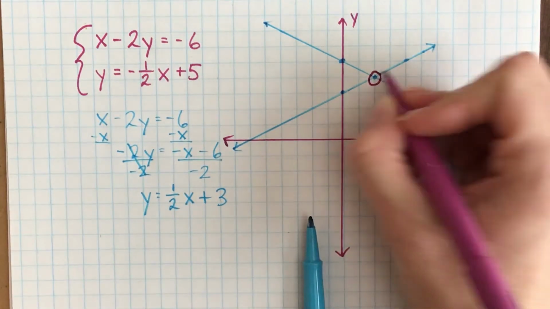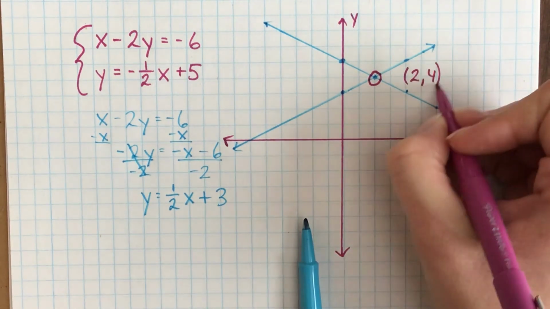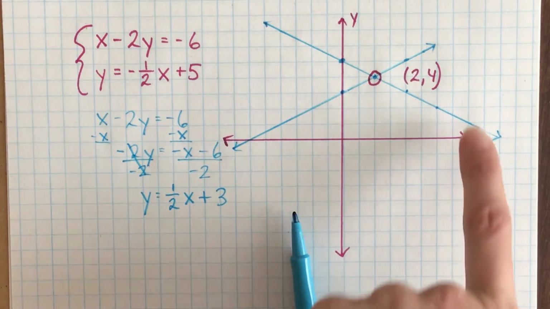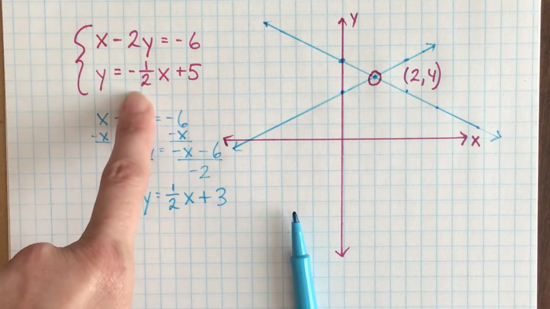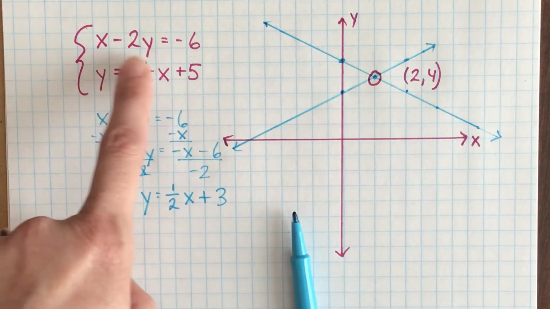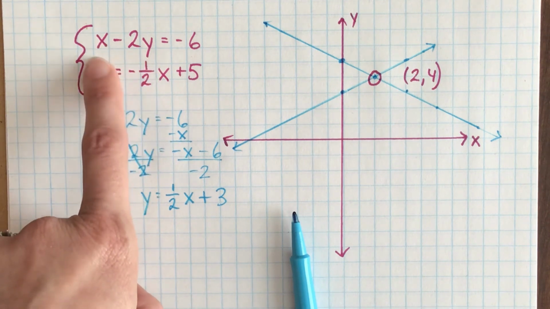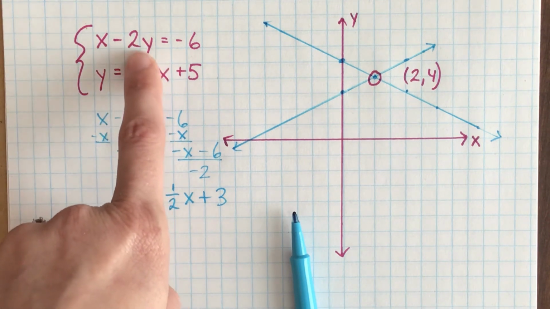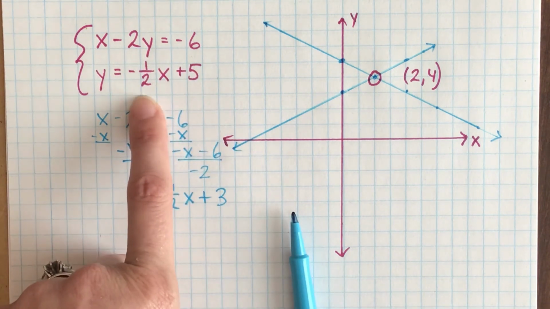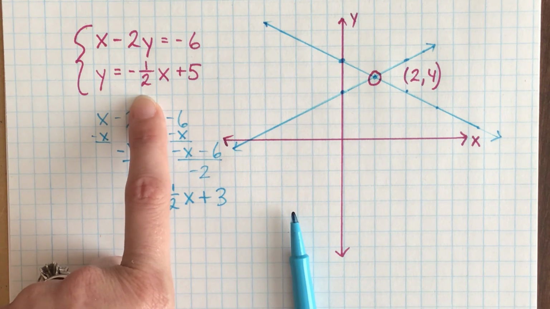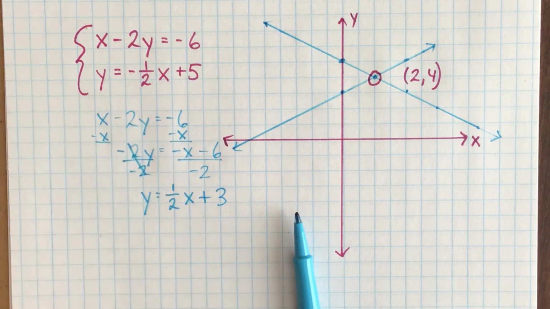And then here we have it. Here's our point. This is x is 2 and y is 4. If you want to be sure that this solution is correct, just plug it back into both equations to make sure that they work. If I just did that mentally, negative 2 times 4 is negative 8, and that would be 2. 2 minus 8 is negative 6. Okay. And then here, if I plug this in, negative 1/2 times 2 is negative 1. Negative 1 plus a positive 5 is a positive 4. So we know we're good to go.